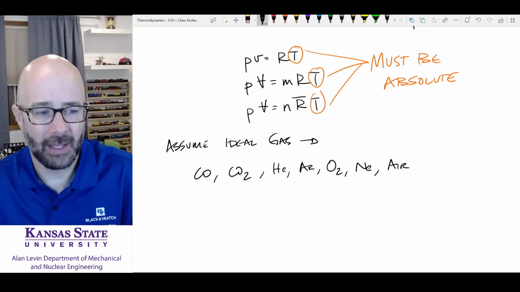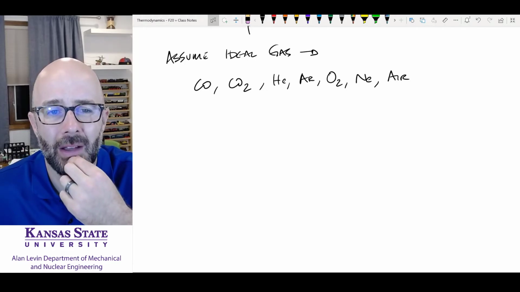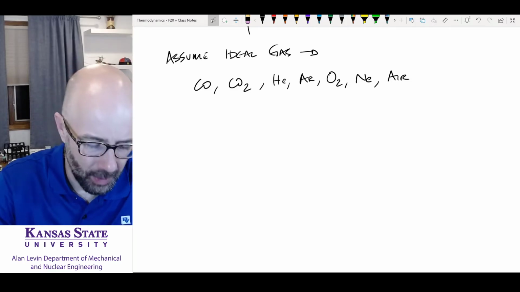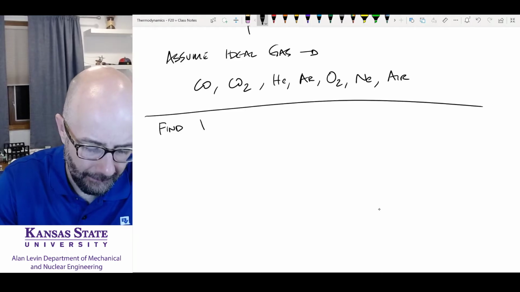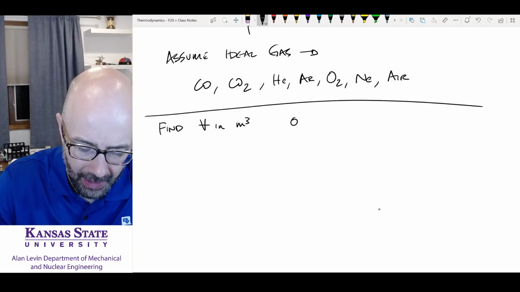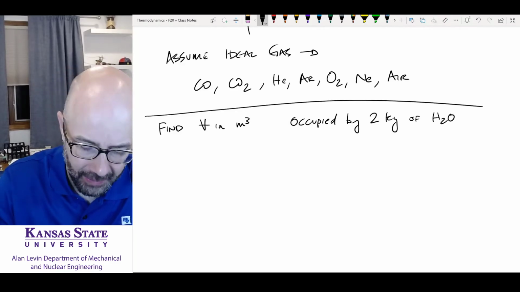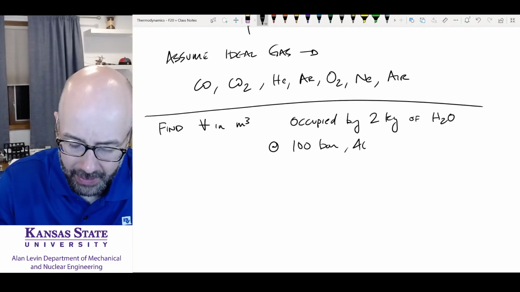All right, I want to do one example here with us at how we're going to use this table, because sometimes it's very simple to use, but it can cause some concerns with students here. So our example problem is we want to define the volume in meters cubed occupied by 2 kilograms of water vapor at 100 bar and 400 degrees Celsius.